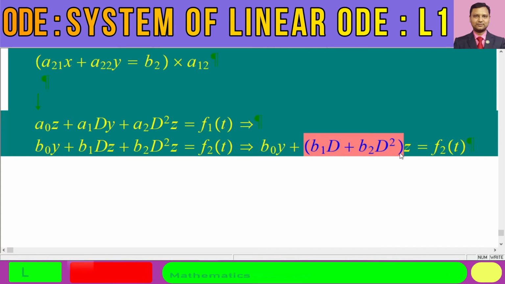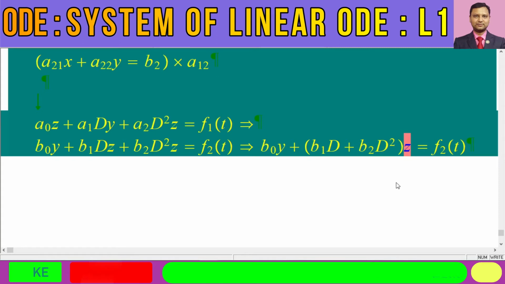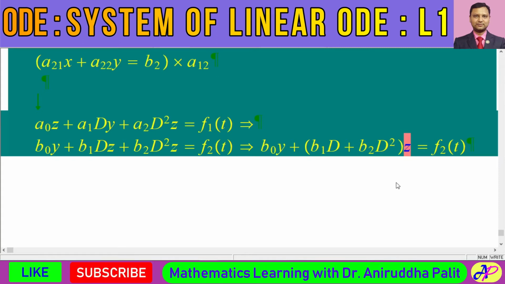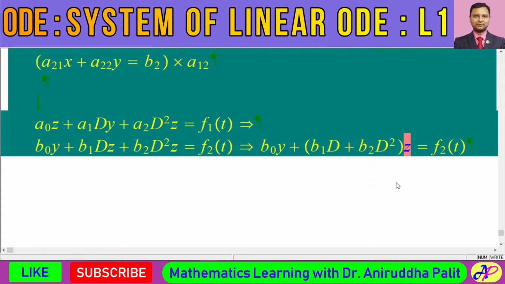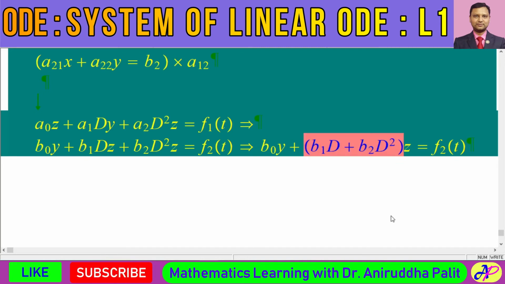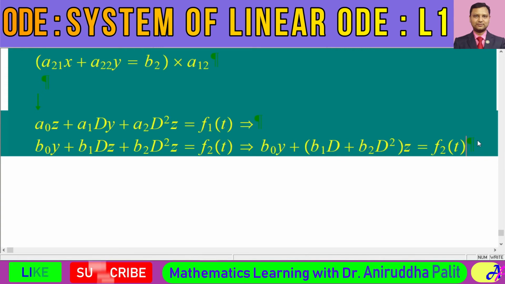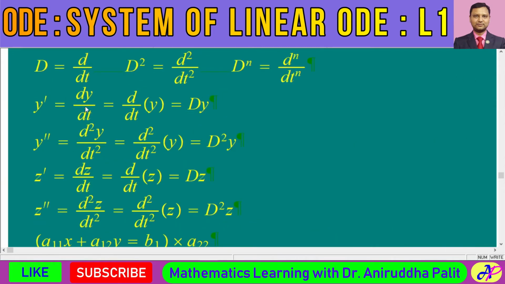What we are doing, it may appear as if we are taking this z common. Yes, you can consider for the time being that we are taking this z common. And what is this expression inside the bracket? Is it a number? The answer is no. The expression within this bracket is not a number. This is actually an operator. And what is this operator? This is actually the operator b1 into d/dt.